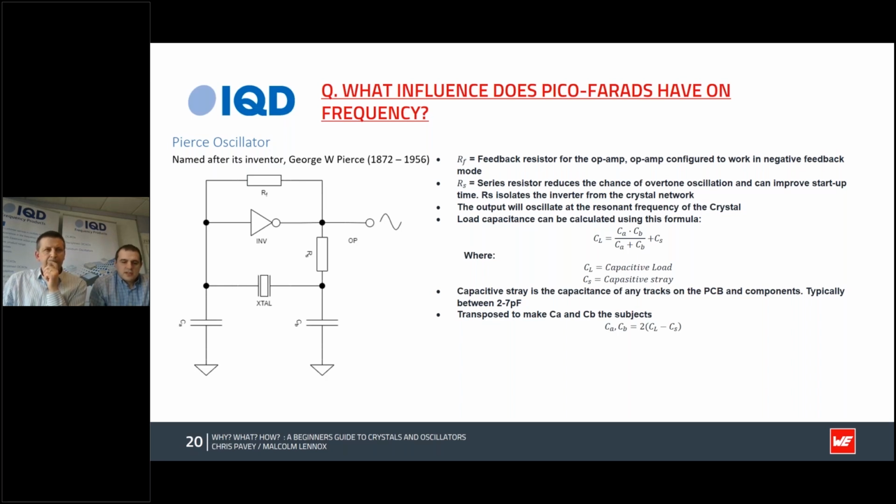The pullability, or the trim sensitivity to changes in CL, is measured and recorded here at IQD. These values are expressed in parts per million per picofarad change. It is important to note that this value is not linear and is only representative of the trim sensitivity around the CL value. Additionally, crystals with a lower CL value tend to be more sensitive to changes in load and therefore have a higher trim sensitivity value.